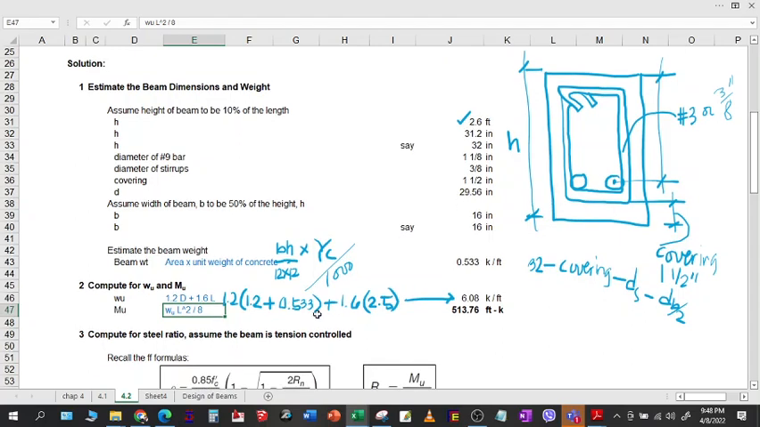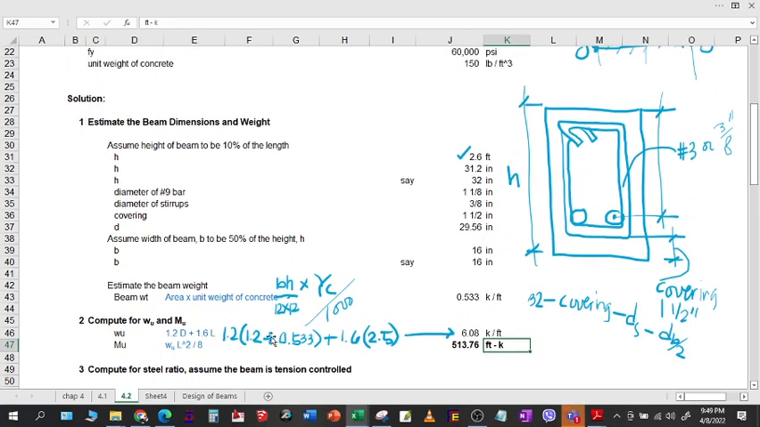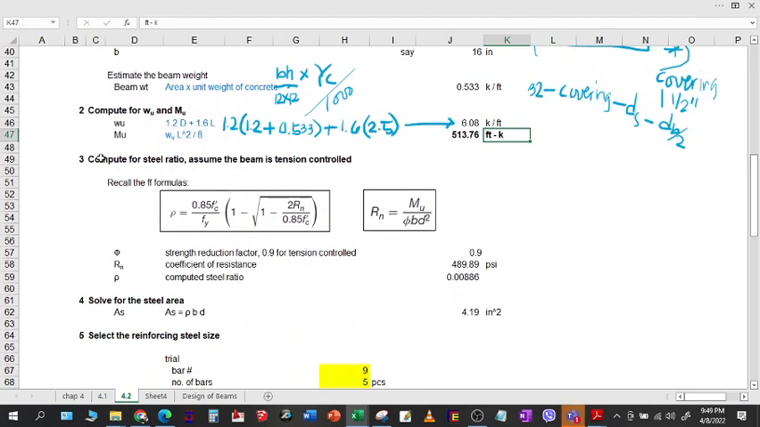So going back here, use WL squared over 8 and you can generate this answer. Just make sure the units are in foot and kip. Okay, so that is the first and second part. We now go to step number 3. Step number 3 is compute for steel ratio and assume that the beam is tension controlled. So if you assume the beam is tension controlled, the strength reduction factor is automatically 0.9.